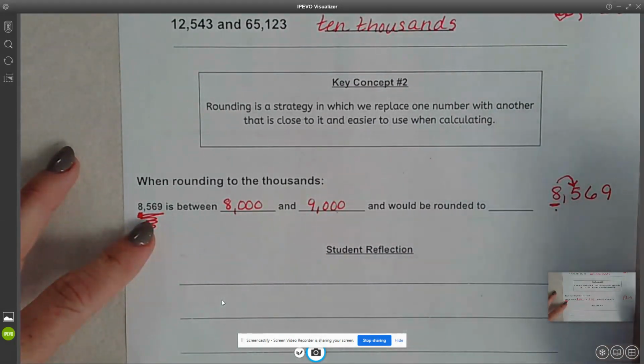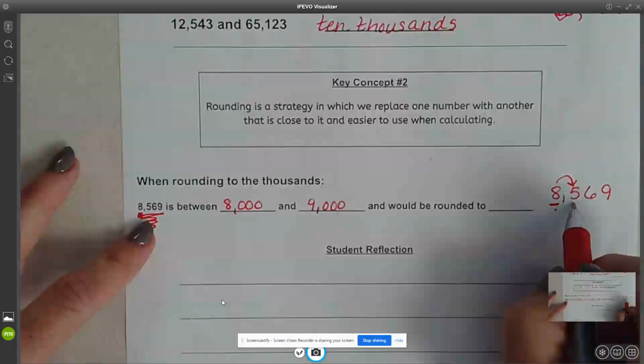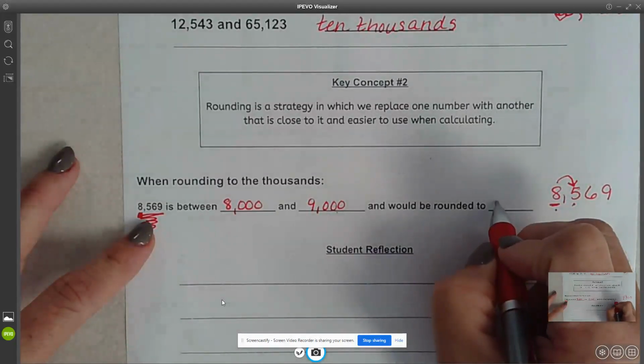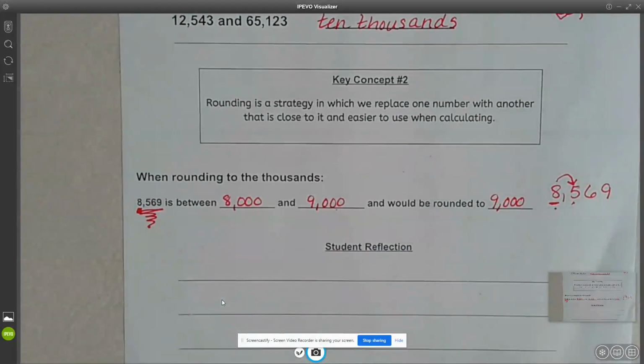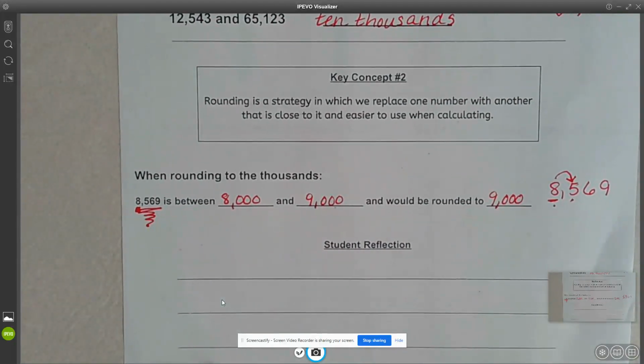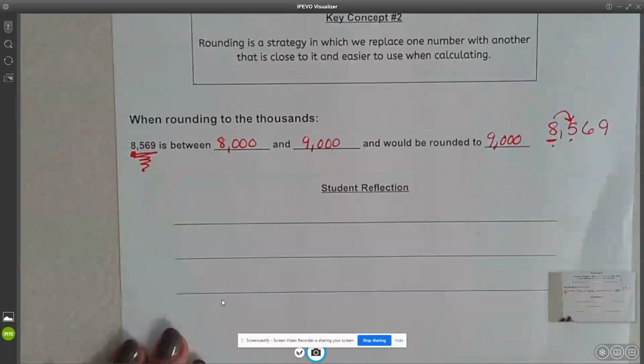Well, in this situation, and we're going to talk a whole lot more about this on Tuesday, if I'm rounding to the thousands place, I am going to look at the number right behind it. And if it is 5 or higher, I'm going to round up. And if it is 4 or lower, I'm going to round down. Well, since it's a 5, I'm going to round up and go to 9,000. Okay. Now, if you don't get that quite yet, that's fine. We're going to be starting that skill this week.